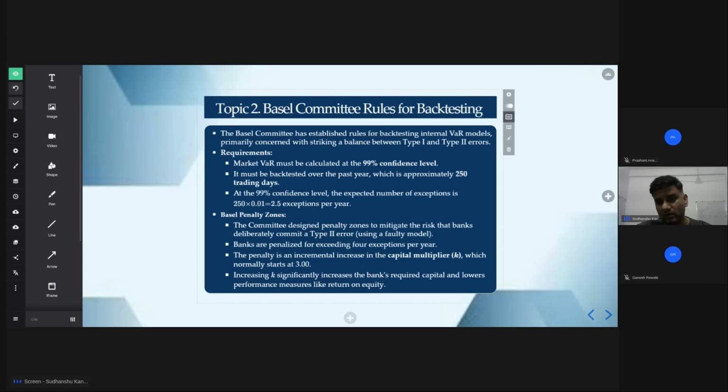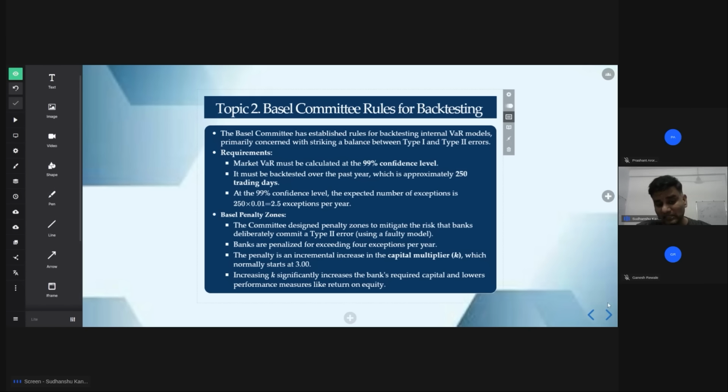So overall, before we move ahead, please understand unconditional coverage is about how many breakdowns or exceptions are occurring in a year. Conditional coverage is, did they occur randomly or all in a week? If they all happen together, there is a systemic issue. Overall, conditional coverage is a more advanced test of your VaR accuracy. It combines how many exceptions occurred and when they occurred, making it a better indicator of whether your VaR model correctly captures your time-varying risk or not.